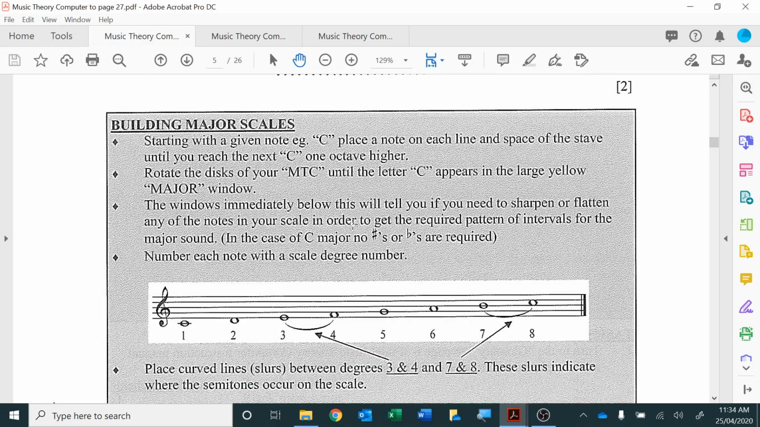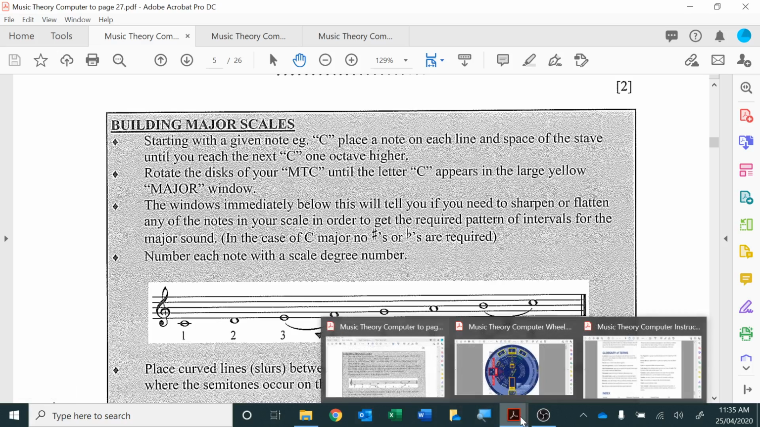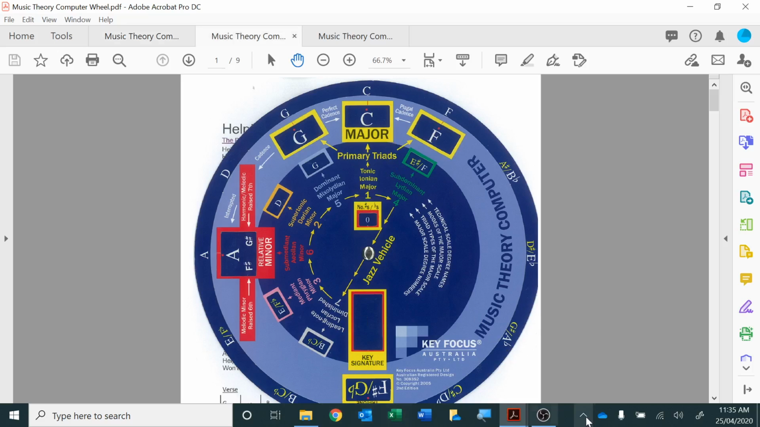Okay, building major scales. Starting with a given note, you then place a note on each line and space of the stave in a stepwise motion. So you go up, or if you're building a scale from high to low, you go high to low. And then, using your computer, you rotate the disc until the letter of the first note appears. In this case, C. So let's have a look at my computer. And there it is there.